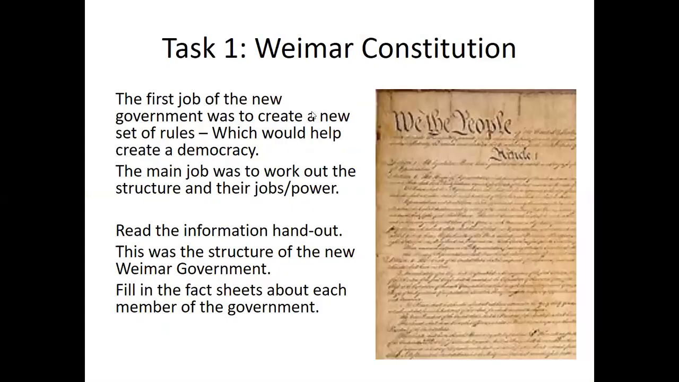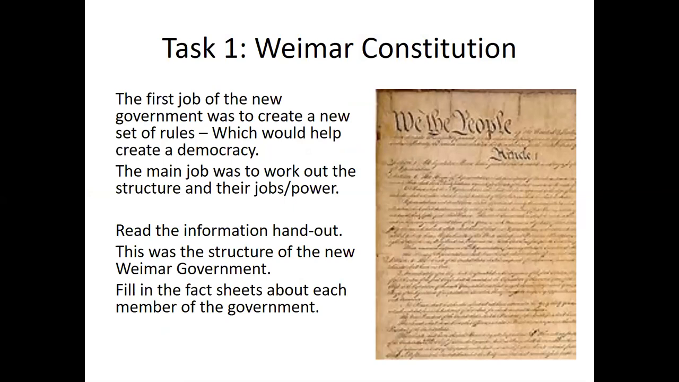The first job of the new Weimar government was to create a new set of rules which would help create a democracy. Before the war, Germany was run as a military dictatorship. So this democracy was a new concept which, to be honest, not many people were happy with at the time.